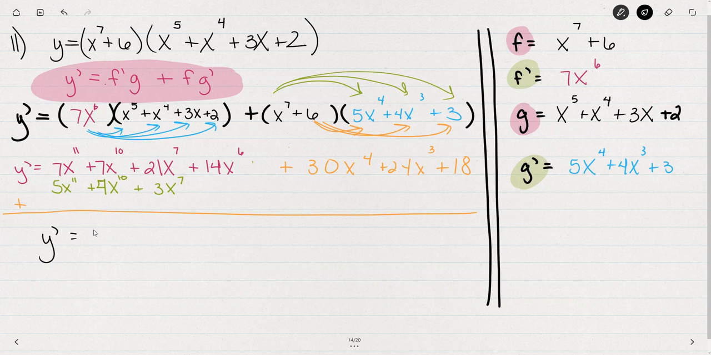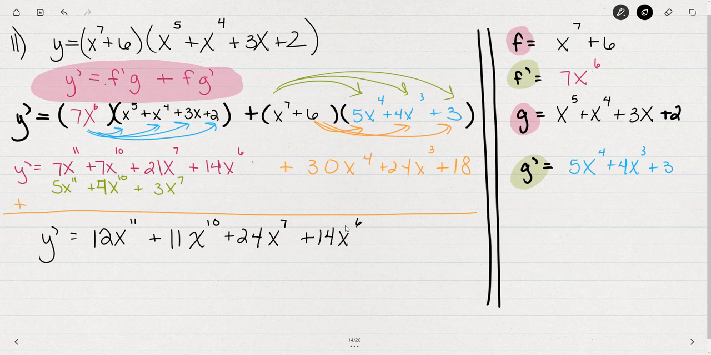7 plus 5 is 12, x to the 11. 7 plus 4 is 11, x to the 10. 21 plus 3 is 24, x to the 7. And then everything else has no like terms.